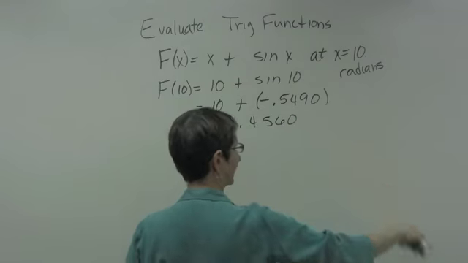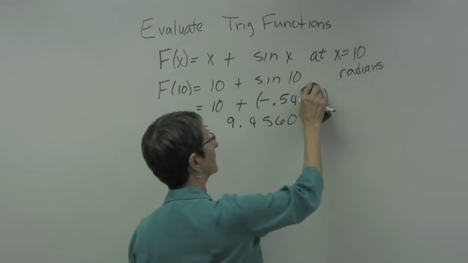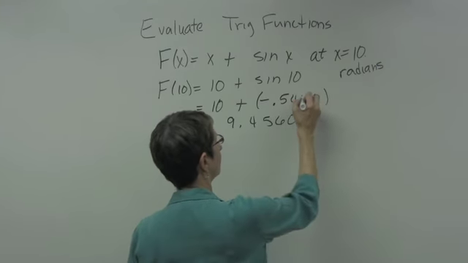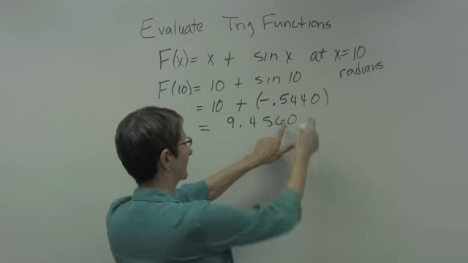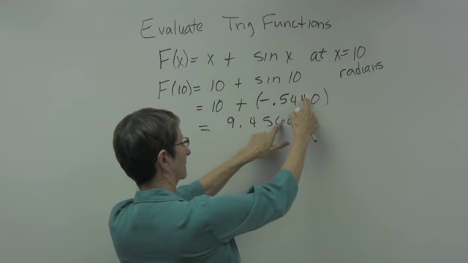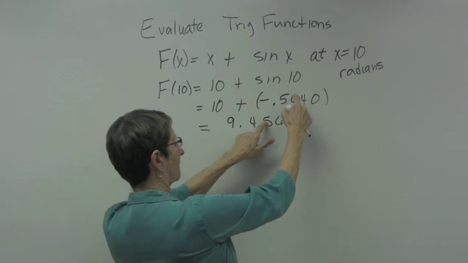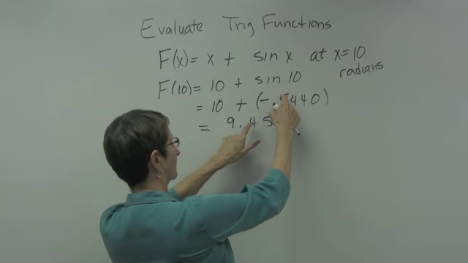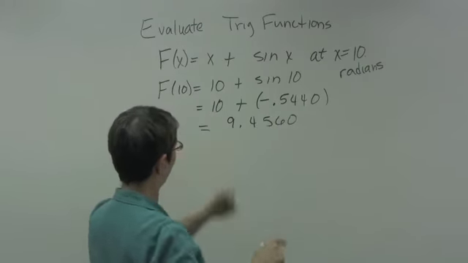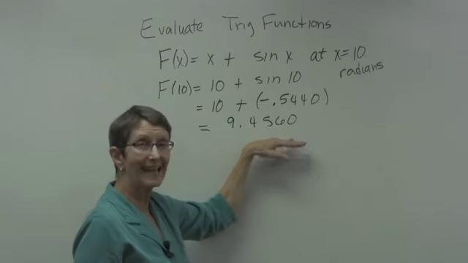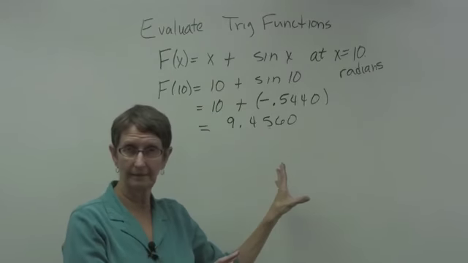9.4510. That's not a 9, that's a 4. I can't read my own writing. So if I add this up, I should get 10. 6 and 4 is 10. 5, 6, and 4 is 10, and 1 is 10. Okay, so we're good. So this is the answer when I just plug it in.